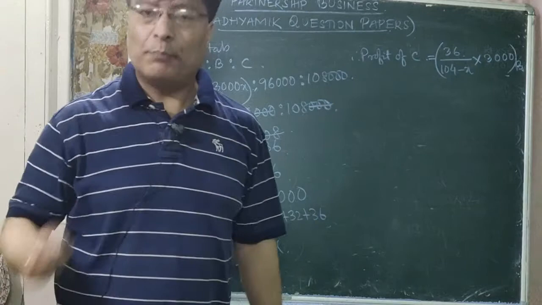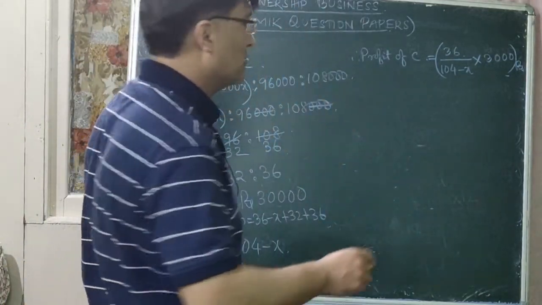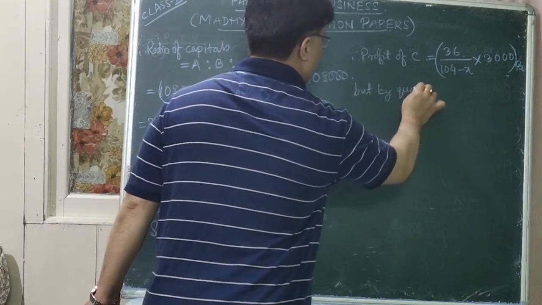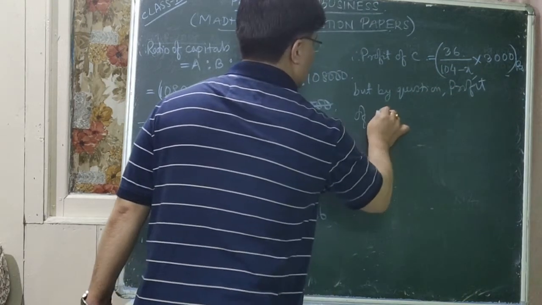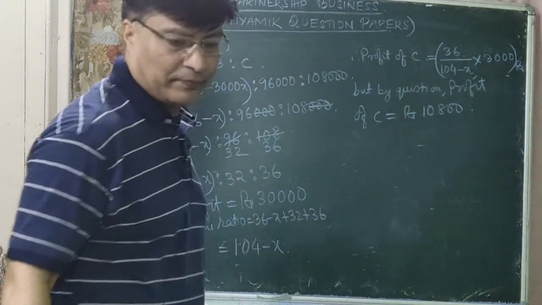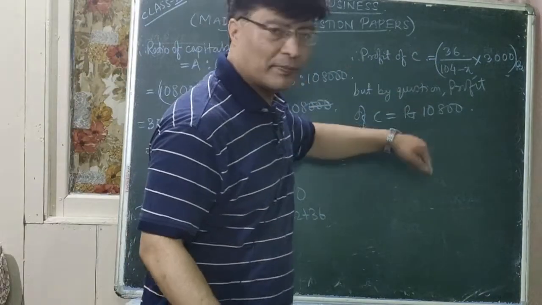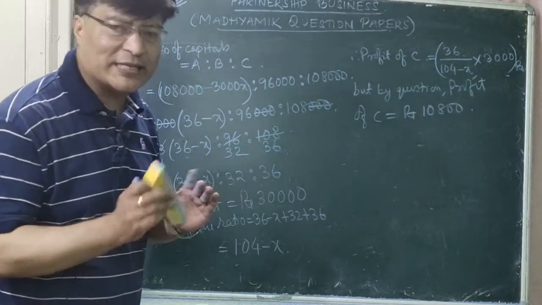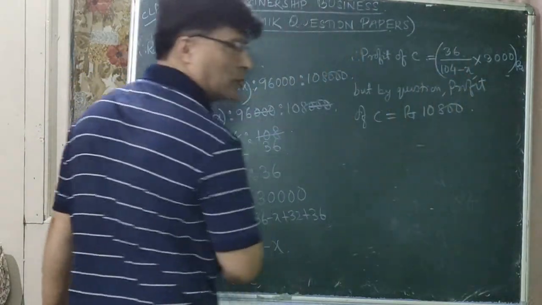We have found this. But by the question, what is the profit share of C? It is 10,800. But by the question, profit of C is equal to rupees 10,800. So you can equate these two. We calculated the upper one, but how much is given in the question? 10,800. These two should be equal. Now you can equate these two, right?